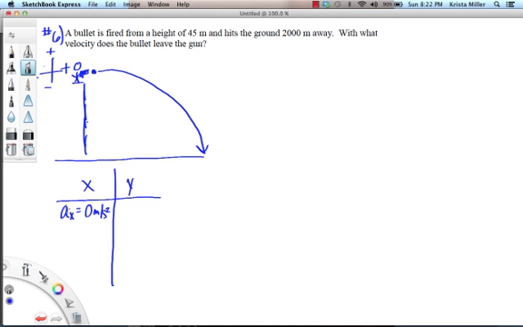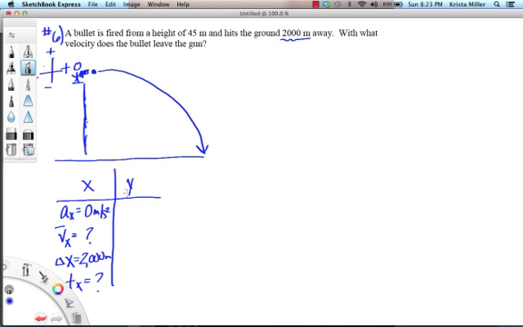So that means acceleration in the x direction is 0, which tells us there's going to be some average velocity in the x direction, even though we don't know what it is yet because the problem doesn't tell us. We know that delta x is going to be 2,000 meters, because the problem says it hits the ground 2,000 meters away, and then time in the x, which we don't know.